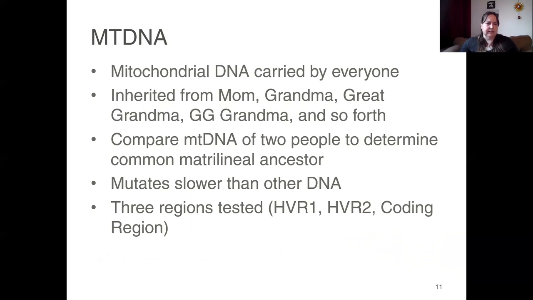When mitochondrial DNA is tested, there are 3 different regions tested, what are called HVR1, HVR2, and the coding region. The testing offers usually will test either HVR1 and HVR2, or test all 3 regions. And of course, if you test all 3 regions, the better your results, but that does increase the cost of the test.